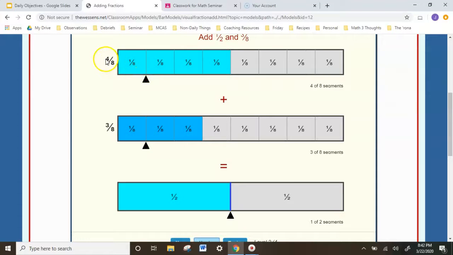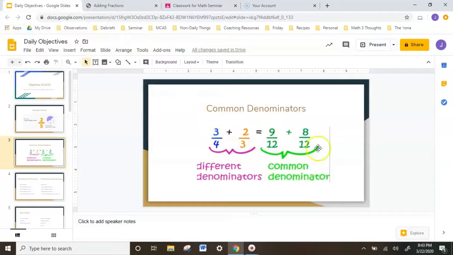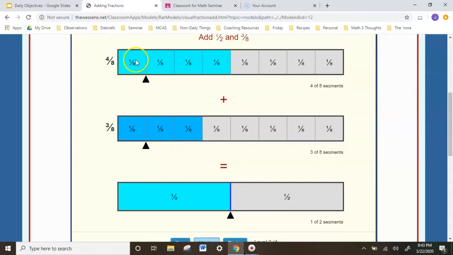Oh, look, I moved that over 4/8. That made it a lot easier. The 8ths here and the 8ths here are common. That means that if I go over here, I can add these up. 1, 2, 3, 4, 5, 6, 7. But over here, in my answer, I don't have it in the right numbers.